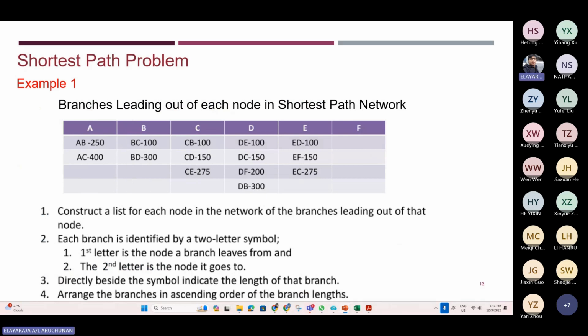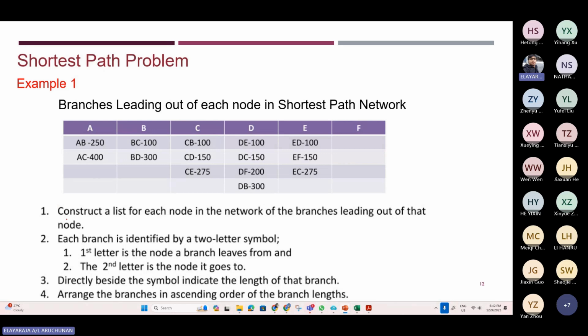Now take a look at this example. The first example is just a very basic example. I give you the pictures, then how we are going to analyze the table or data, or network model. How are we going to develop a network model based on the given information? Now, the branches leading out of each node in the shortest path network are given in the form of the table, A to E. So each node points A, B, C, D, E, and we have an F as well.